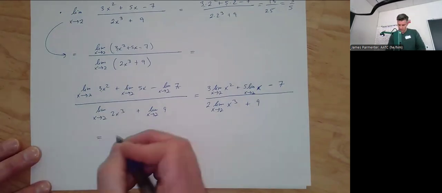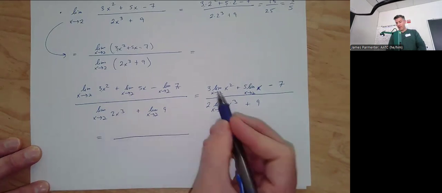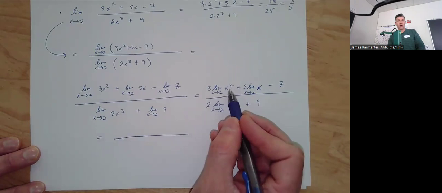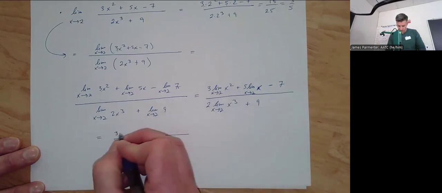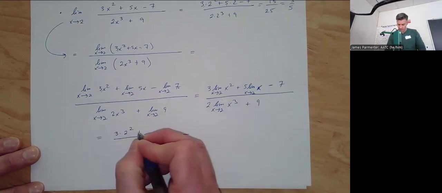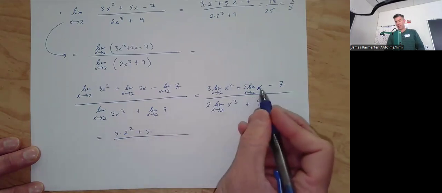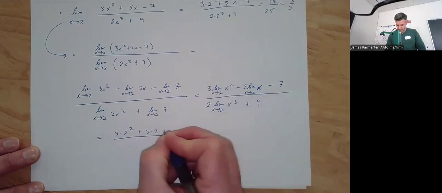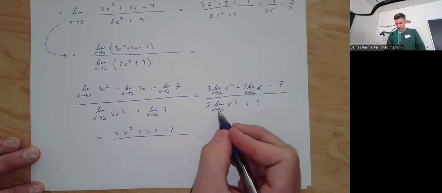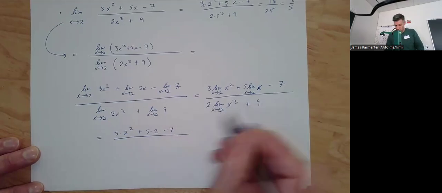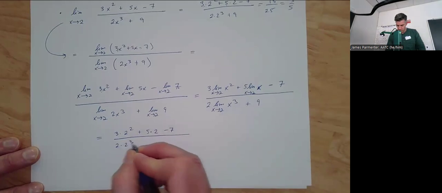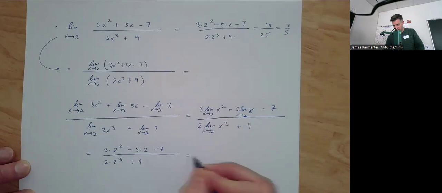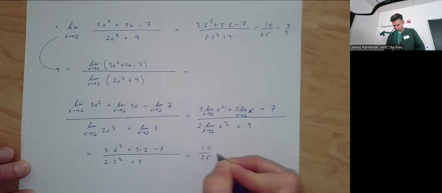Finally, the limit as x approaches 2 of x to a power is just the number it's approaching to that power. So we get 3 times 2 squared plus 5 times, as x approaches 2, x is getting closer to 2, minus 7, over, as x approaches 2, x cubed gets closer to 2 cubed. So 2 times 2 cubed plus 9. And it's exactly the same as up there. So we end up still getting 15 over 25, which reduces to 3 over 5.